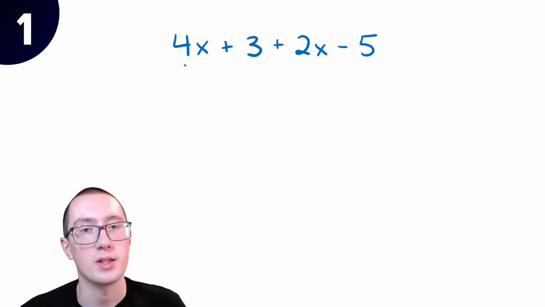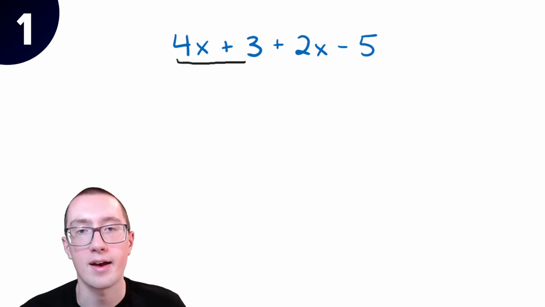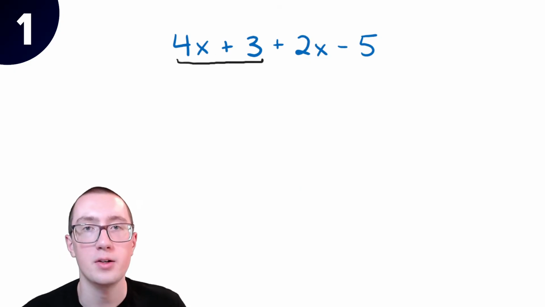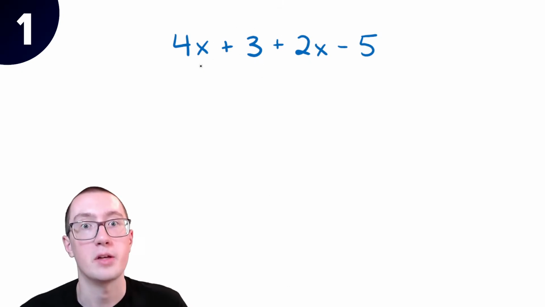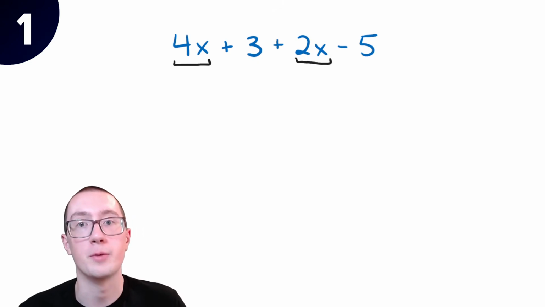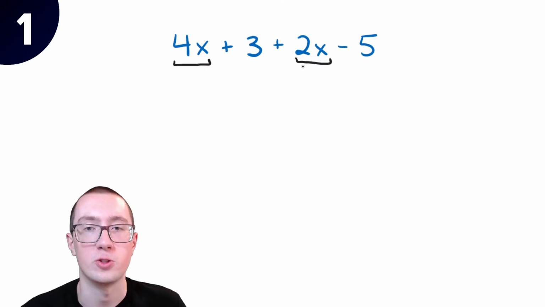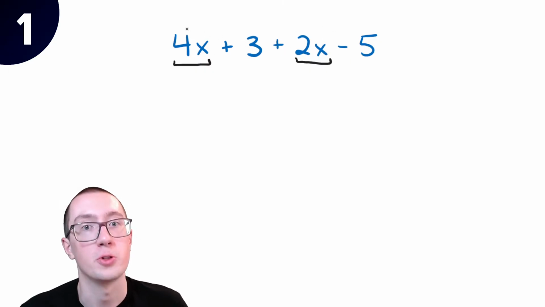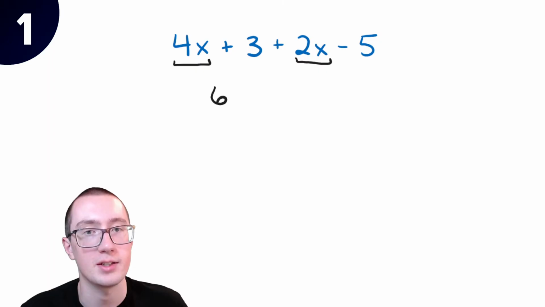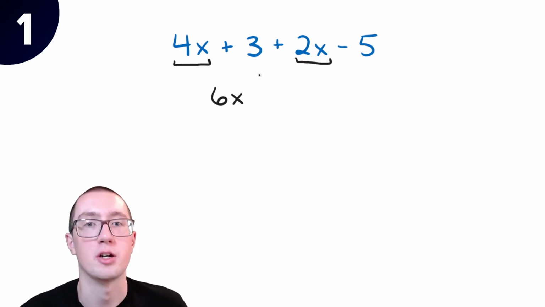So one of the most important things to know is that you cannot add together something that has a letter and something that doesn't. Because we don't know what x is equal to, we can't add 4x and 3. So we just have to leave this as it is. But if you have two numbers that both have the same letter in them, then we can combine them because those are called like terms. So if you have 4x and 2x and you want to add them together, you can just do 4 plus 2, which is 6, and then the x is going to stay. So 4x plus 2x becomes 6x.